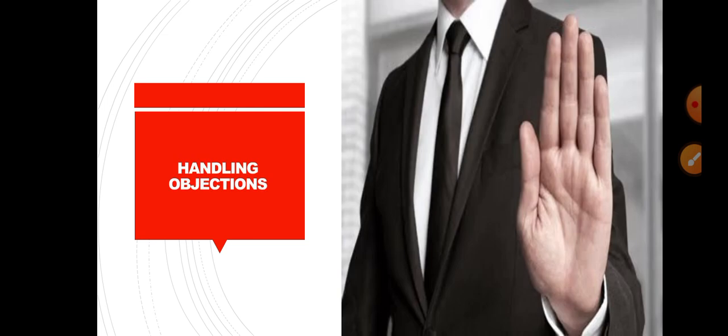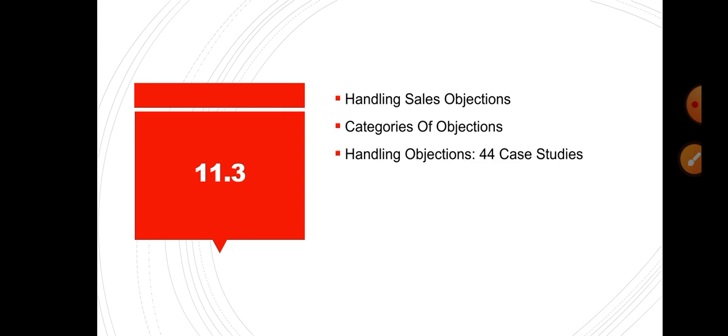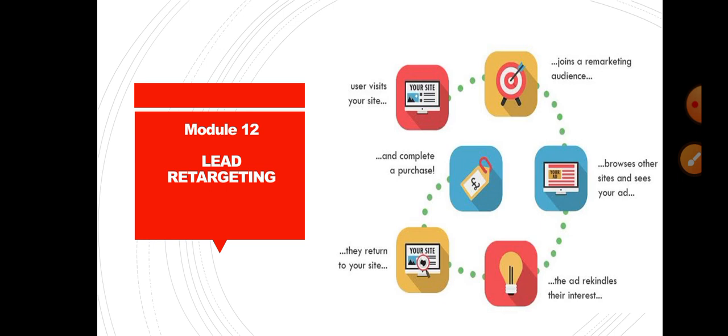Then we come to module 11. In module 11, we look at handling objections, handling sales objections. So one of the things you will look at there is how you handle sales objection. There will always be objection. In fact, most times there are more objections than sales. So how do you handle it? Then number 2, we look at categories of objections. Then number 3, we look at handling objections, and then we look at 44 case studies of objections and how to respond to them. Then module 12, we look at lead retargeting.